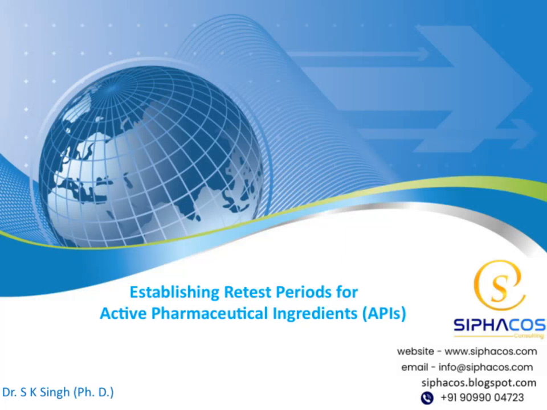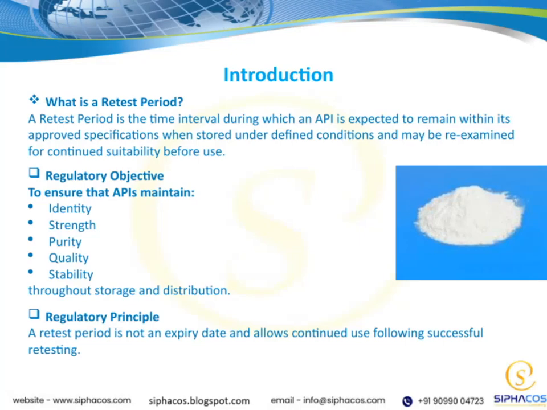Welcome. Today, we're diving into how to establish retest periods for active pharmaceutical ingredients, or APIs. This topic is crucial for ensuring drug quality and safety over time. I'm Dr. S.K. Singh, and together, we'll explore the key principles and practical steps behind setting these important timelines. Let's get started. Let's start by understanding what a retest period really means.